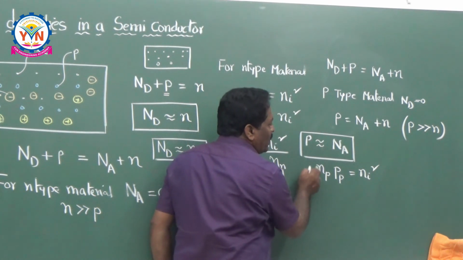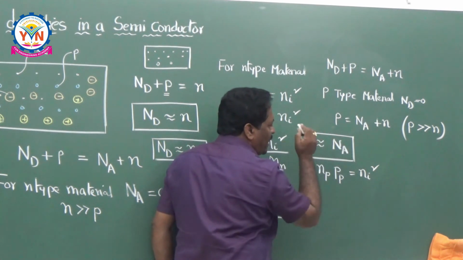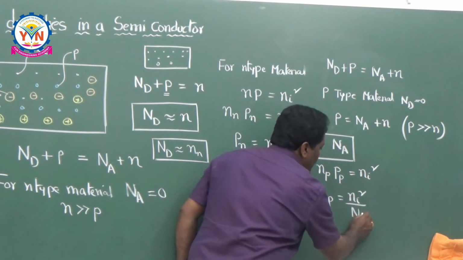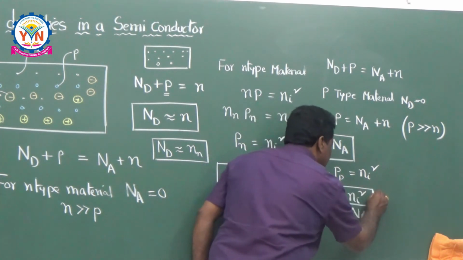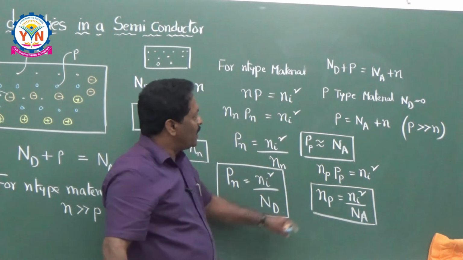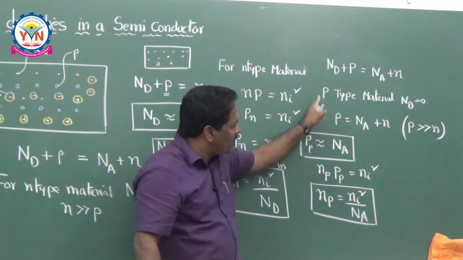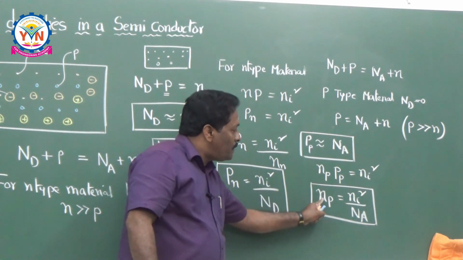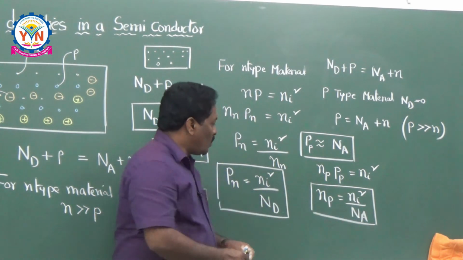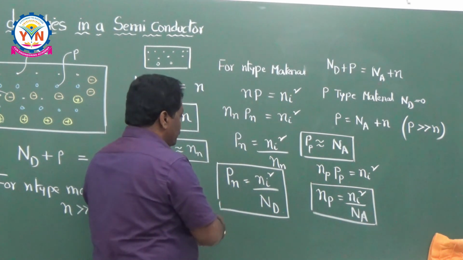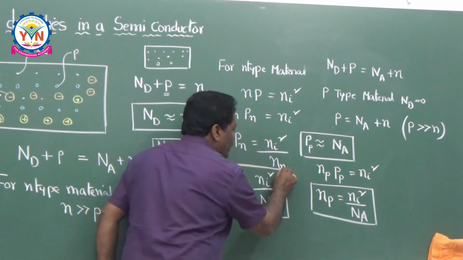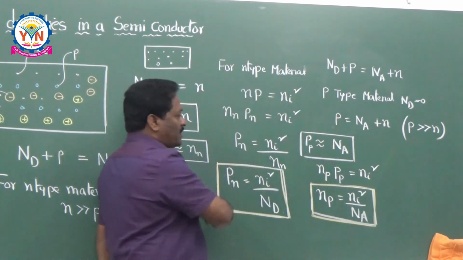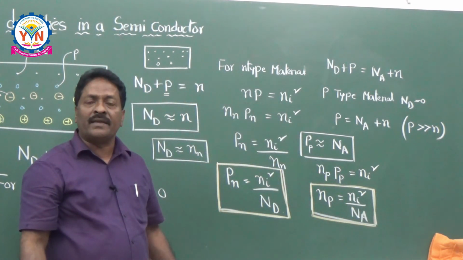Therefore, I can write down here what is Pp. Pp is approximately equal to Na. Therefore, Np is equal to Ni square divided by Na. So this is the equation for finding the minority concentration in P-type material. In P-type material, what are the minorities? Electrons in P-type. Electrons are the minority carriers. So electrons in the P-type is equal to Ni square by Na. If you take this equation and that equation, Pn is equal to Ni square by Nd and Np is equal to Ni square by Na, these two equations are meant for calculating the minority concentrations in semiconductors.